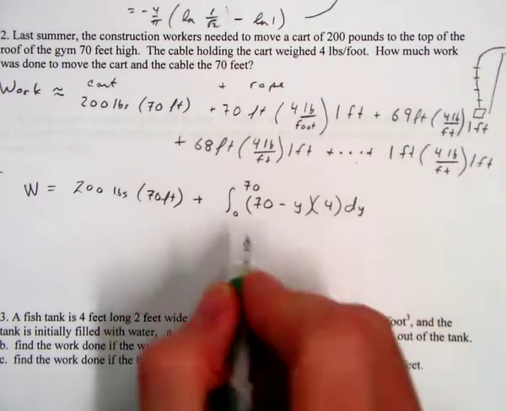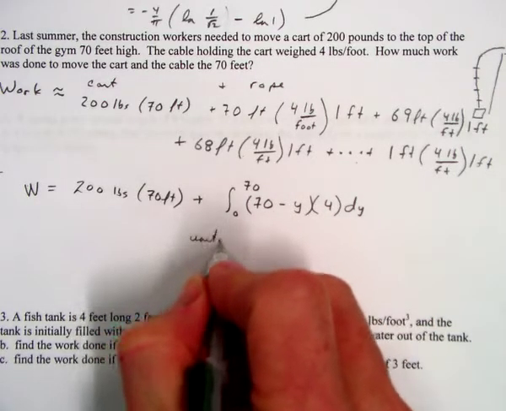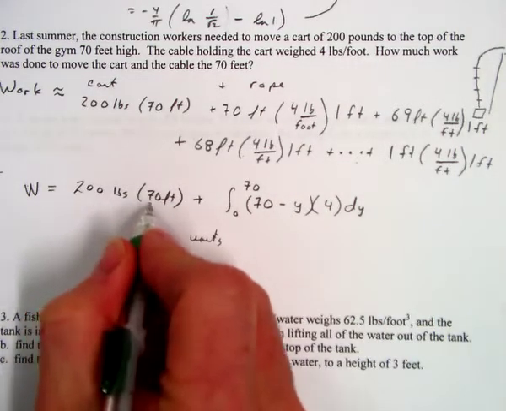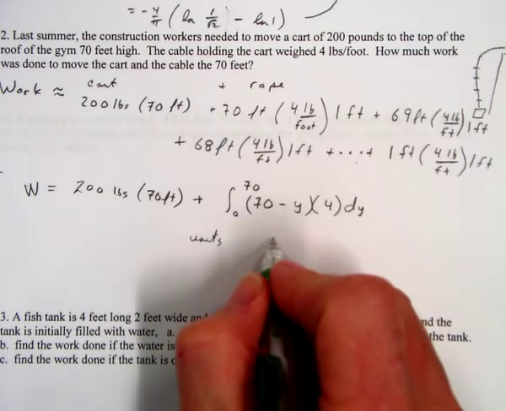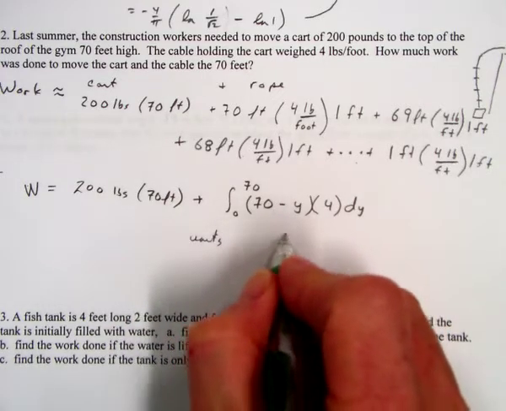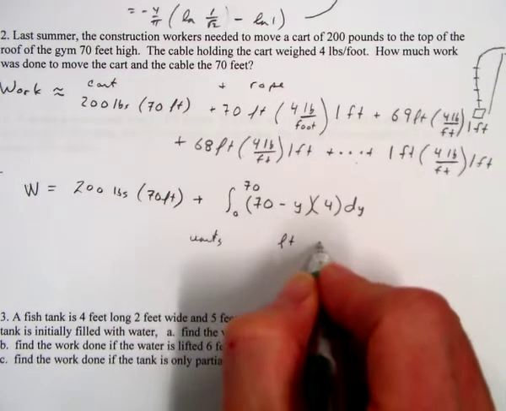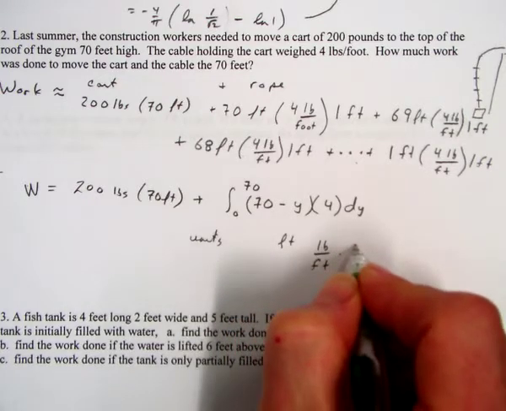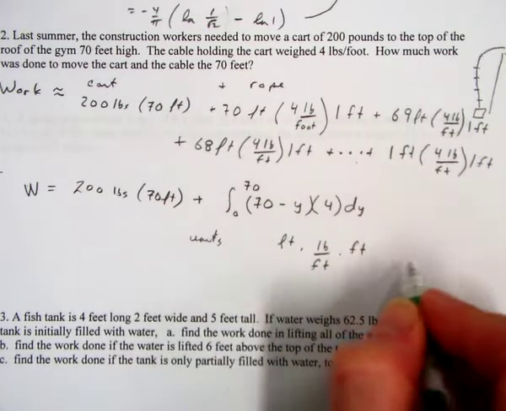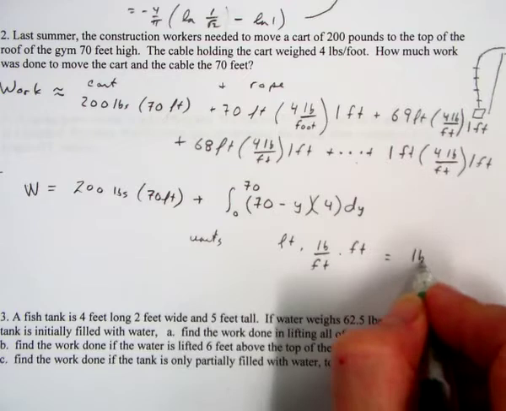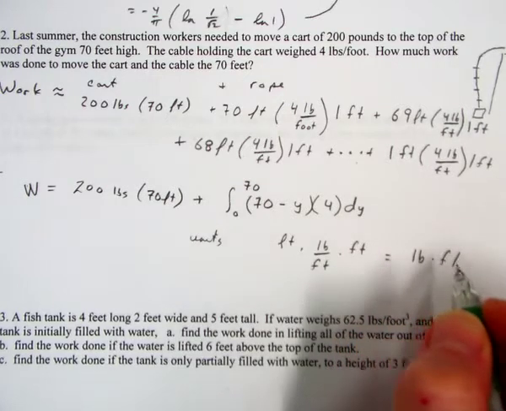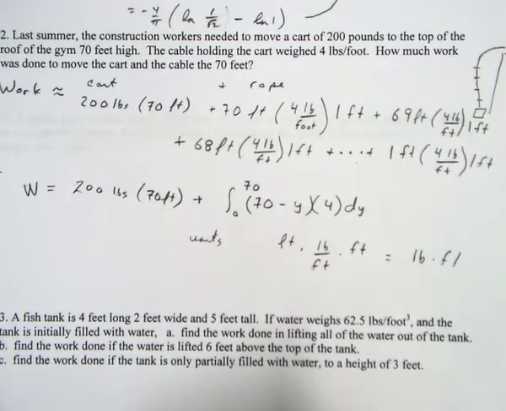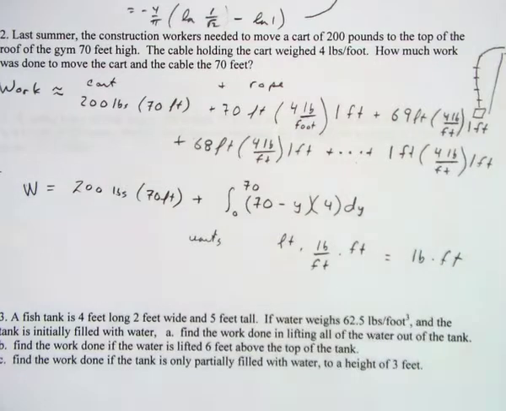Then let's take a look at units on this. I think this part's fairly clear. We have pound feet. Over here we have the 70 minus y, that's going to be feet. 4 is pound feet. And then dy will be feet. So we still get that same thing. We're dealing with pound feet. And it should look somewhat familiar in terms of your experience with it when you're looking at Newton meters.